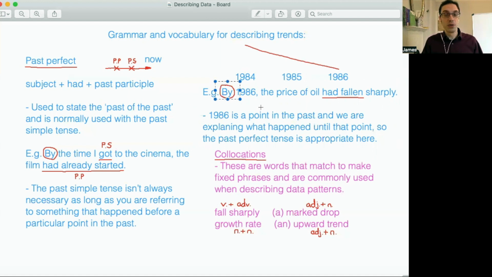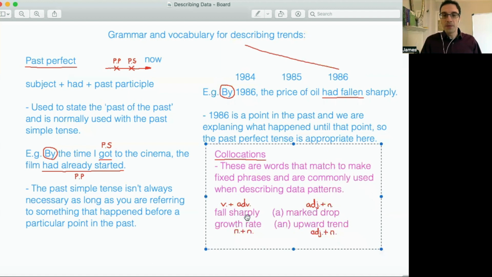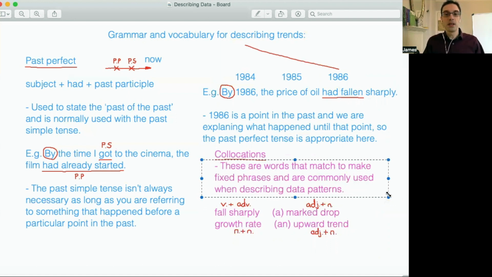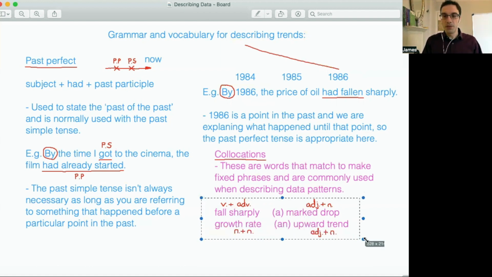"By" is also a very good way of talking about what happened before a particular point in time as well. Okay, to finish off with this screen, collocations. Now, even what I've written here, "fallen sharply", that is a verb and adverb collocation. So what are these? These are words that match to make fixed phrases and are commonly used when describing data patterns. Now, we're going to get into collocations a little more in the next lesson, so don't worry too much about them now. But there are a series of predictable phrases that you might hear when describing data, and I've put some of them down here.